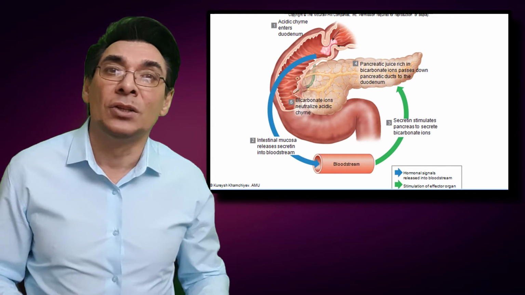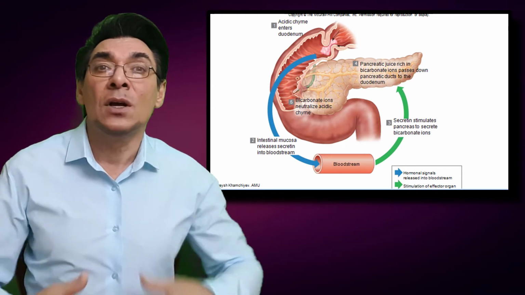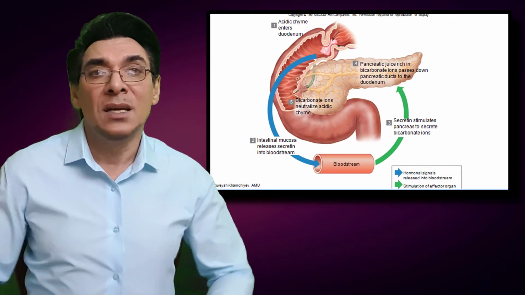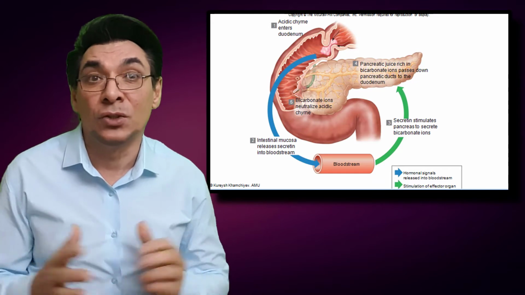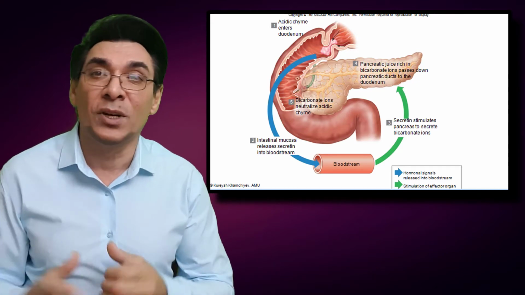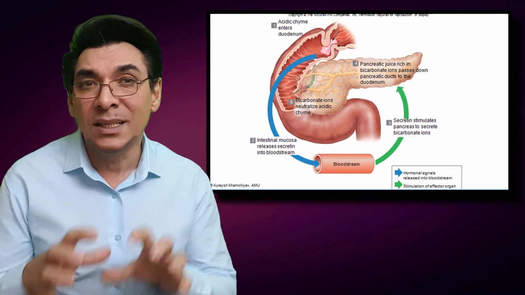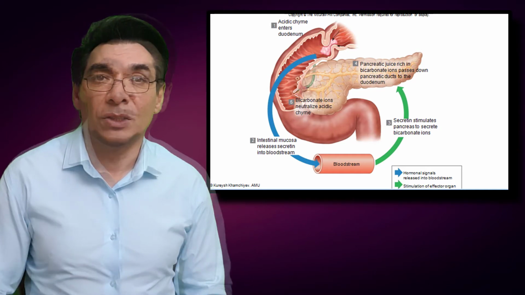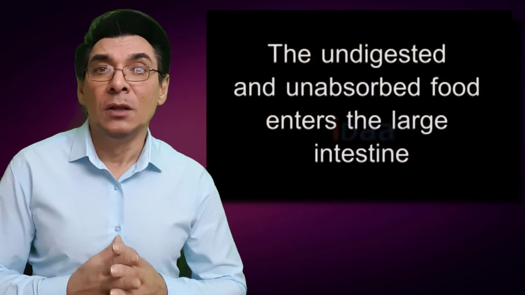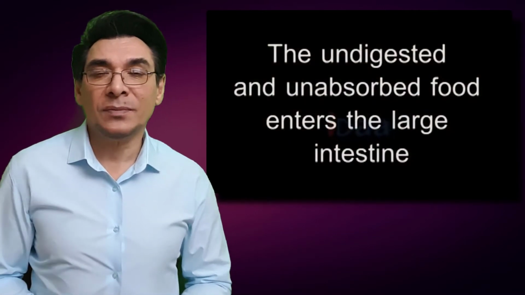Parasympathetic stimulation through the vagus nerves also stimulates the secretion of pancreatic juices rich in the pancreatic enzymes. Sympathetic action potentials inhibit pancreatic secretion. Functions of the large intestine.